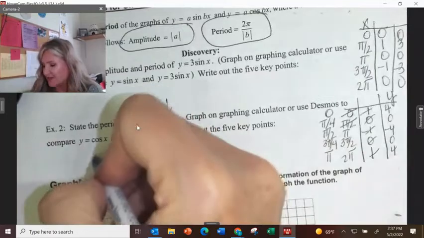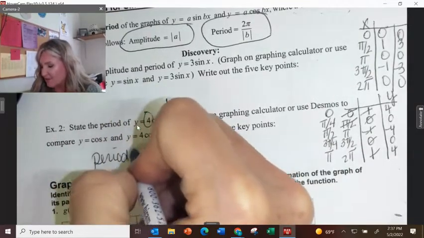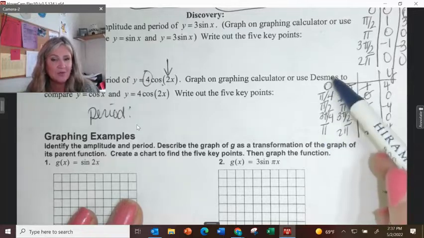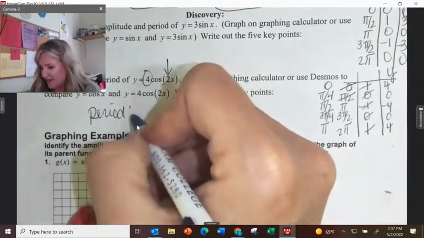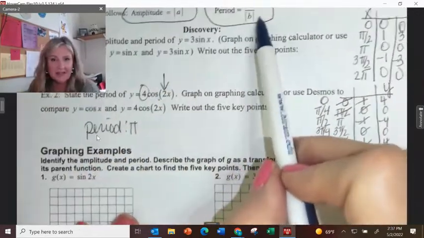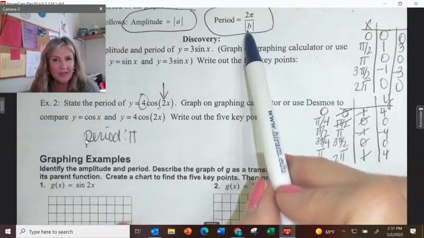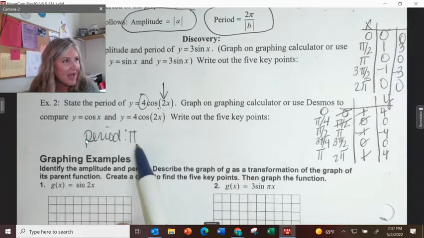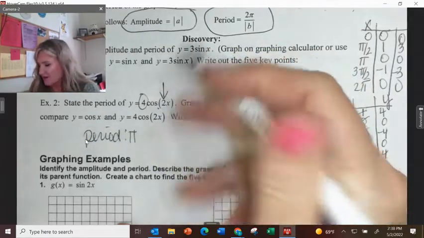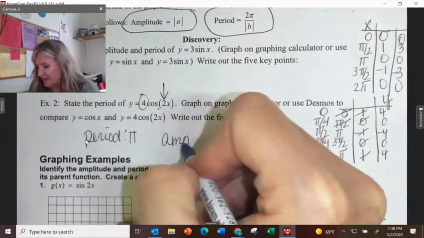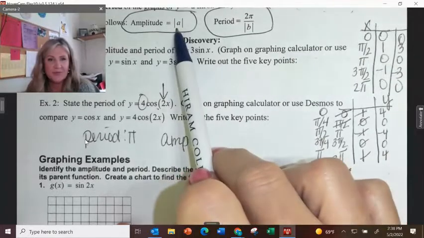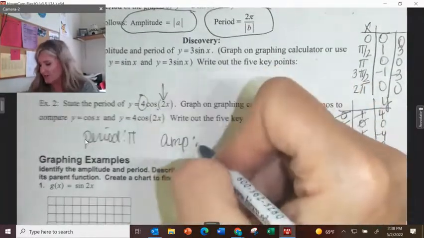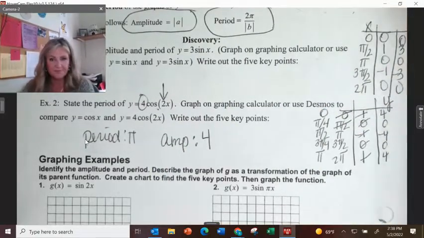So now what is the period going to be? How long before it starts repeating that pattern? Not 2 pi like usual. Now it's what? Pi, right? Look at the formula up here, guys. It's 2 pi over b. What is 2 pi divided by 2? Pi, right? All right, what's the amplitude going to be? It says it should just be the a value. So what's our a value here? 4. So the amplitude is going to be 4.